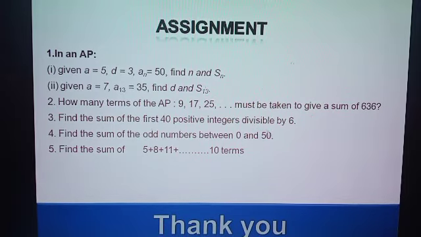And last sum, this sum was asked in the previous exam. Find the sum of 5 plus 8 plus 11 and so on, 10 terms. 10 terms means n is 10. So this sum was asked for 2 marks in last year's exam.